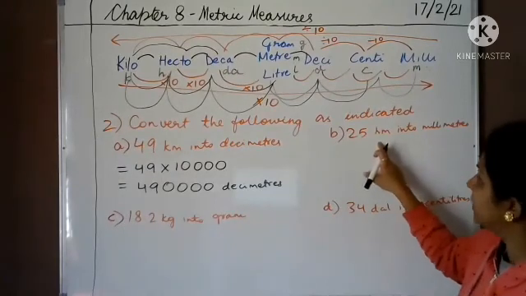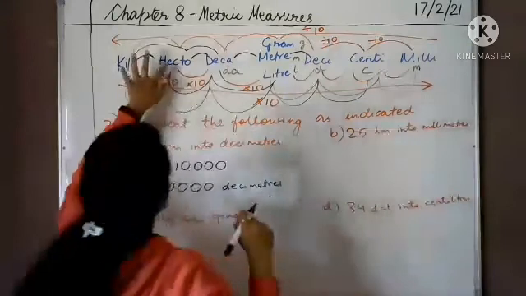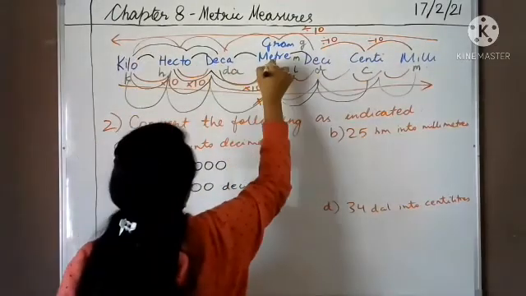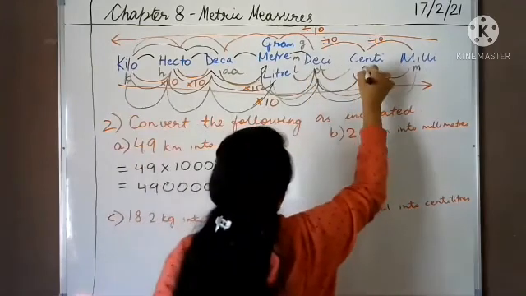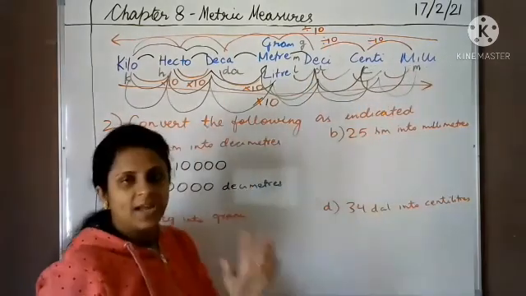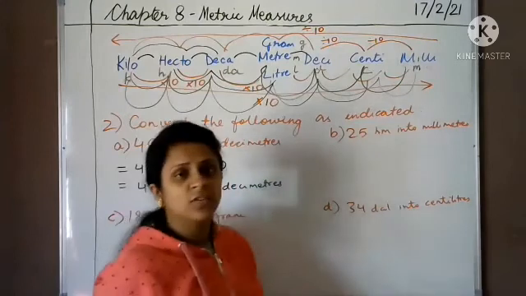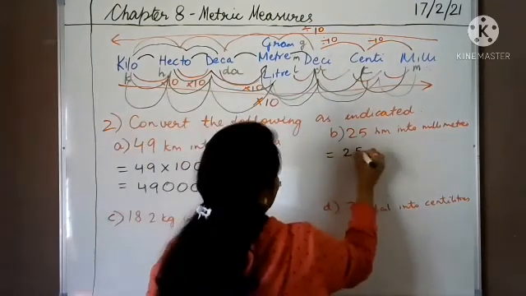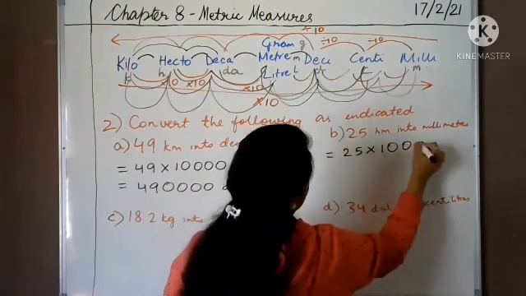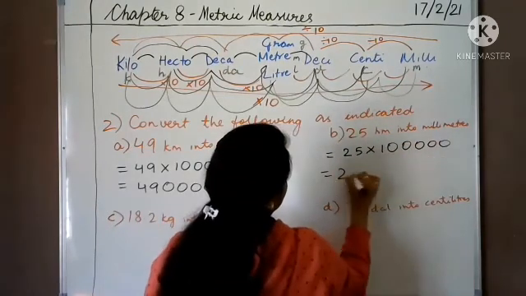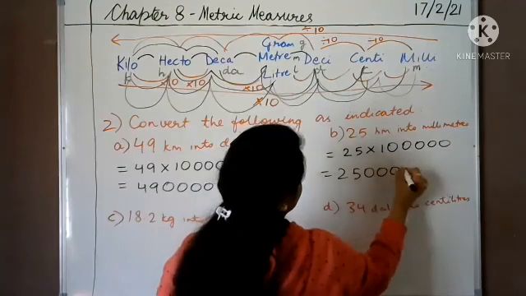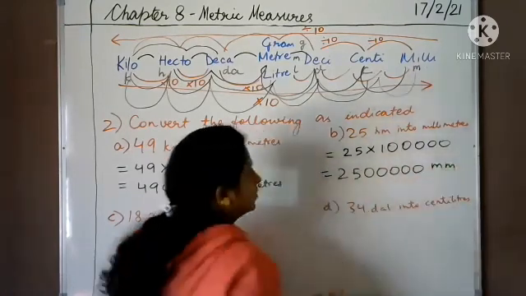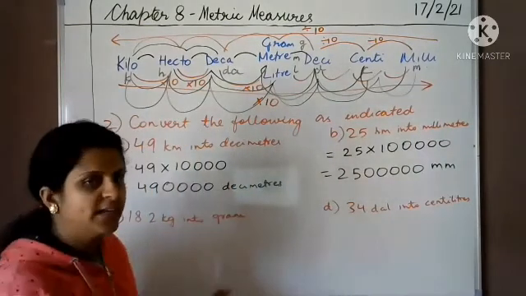Now the next one, 25 hm into millimeters. hm means hectometer. So where are we? Here. Where do we have to come? Here. So how many times? 1, 2, 3, 4 and 5. So 5 times. Fine. So how many zeros will we have? We will be having 5 zeros. So 25 multiplied by 1, 2, 3, 4, 5. So this much millimeters.